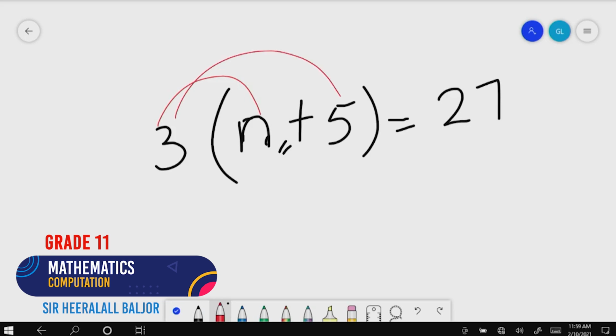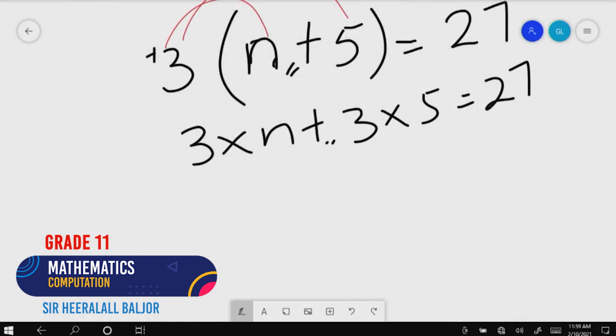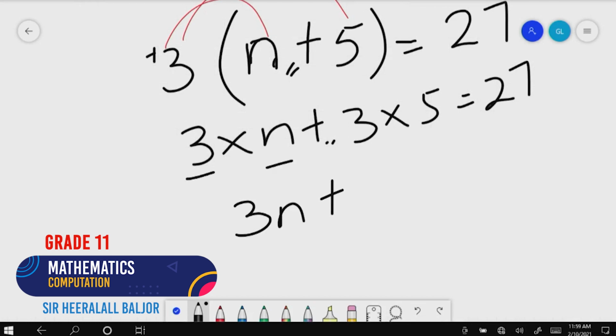Distributively removing the bracket by 3, this would have given us 3 times n plus, and why plus? This plus comes from this positive 3 times 5, which should equal 27. This would have given us 3 by n is 3n. 3 by 5, 15 should equal 27.